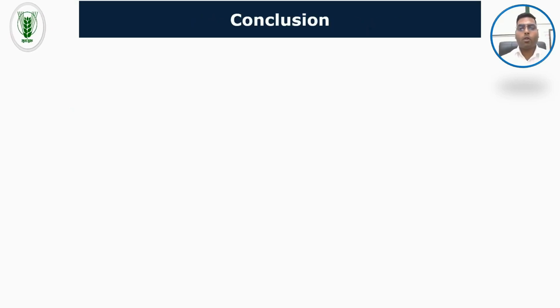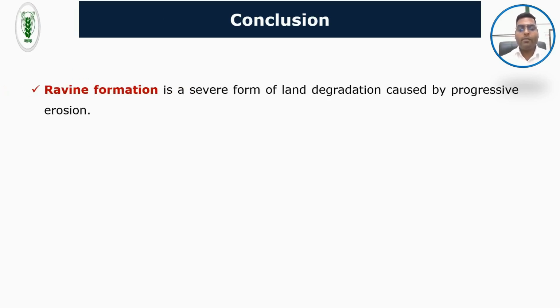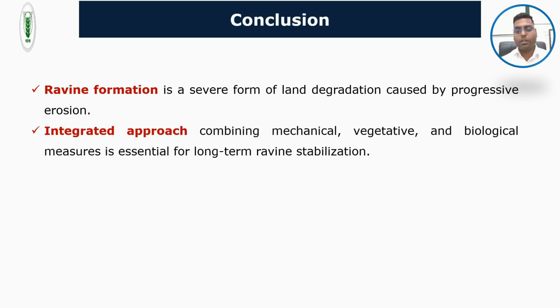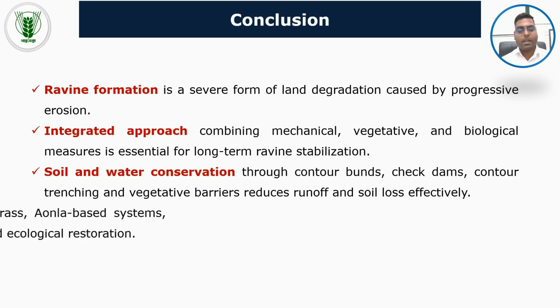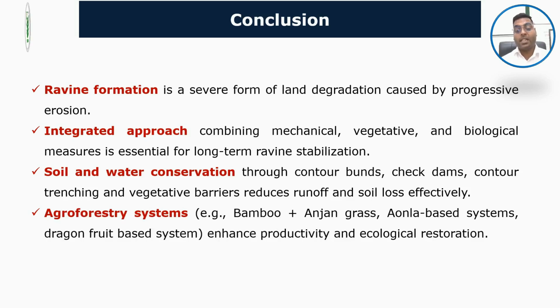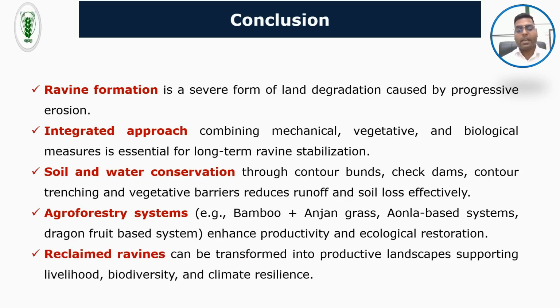Now, I would like to conclude my topic that ravine formation is a severe form of land degradation, but it can be successfully rehabilitated through an integrated approach combining mechanical, vegetative, and biological measures. Engineering measures like contour bunds, check dams, and contour trenches must be complemented with agroforestry and silviculture systems. When these lands are managed properly, degraded ravines can be transformed into productive, resilient, and eco-friendly landscapes that support both livelihood and environment.